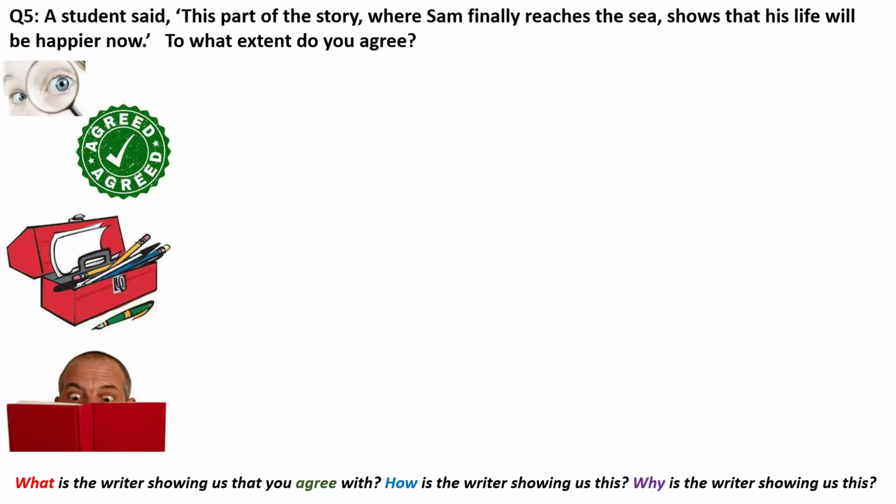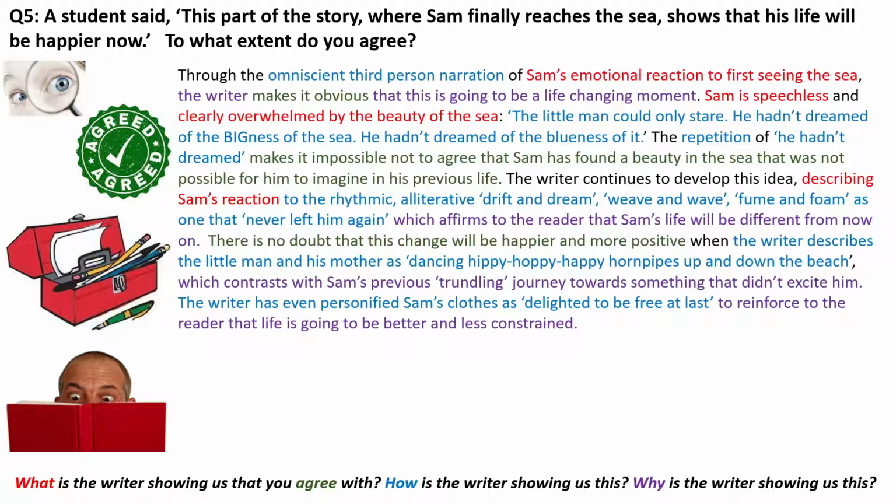So let's have a look at an example. Through the omniscient third-person narration of Sam's emotional reaction to first seeing the sea, the writer makes it obvious that this is going to be a life-changing moment. So we just pause at the end of that first sentence. You can see some of it's in blue, some in red, some in green, some in purple. And if we relate that to the bottom of the screen, you'll see the word what in red, agree in green, how blue, why purple.